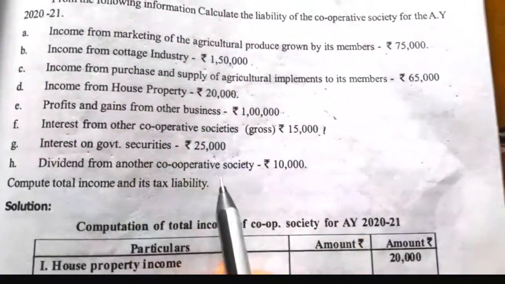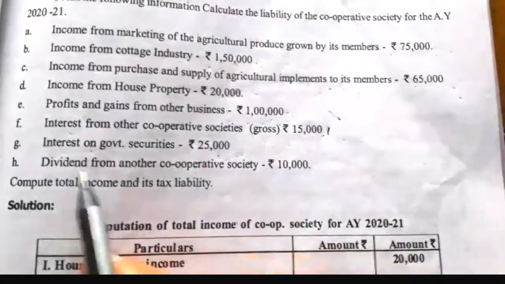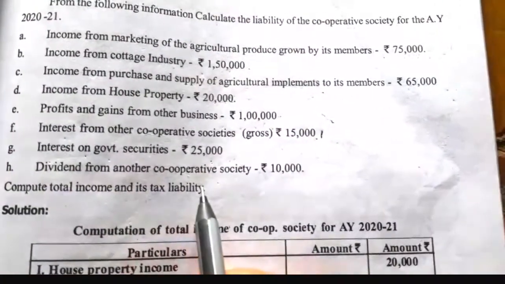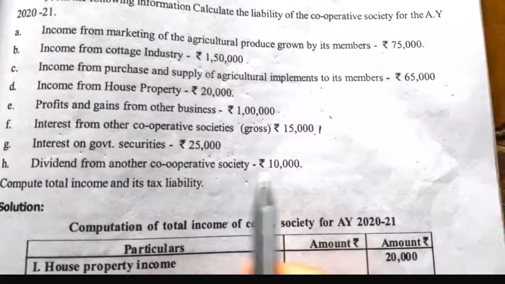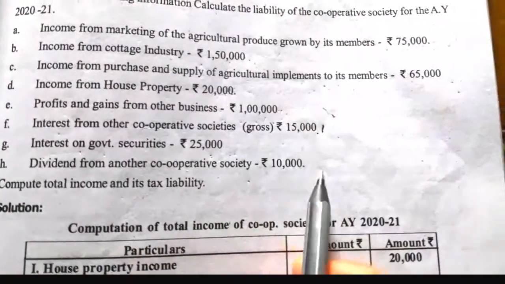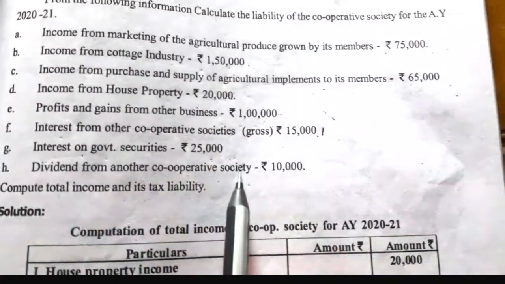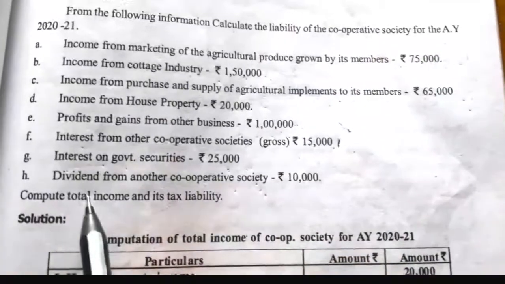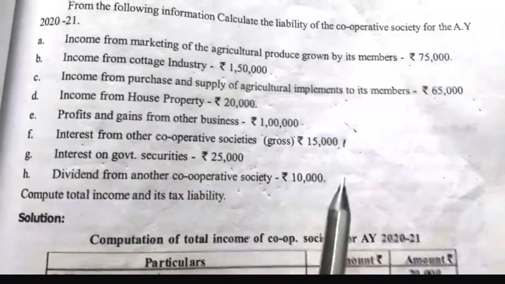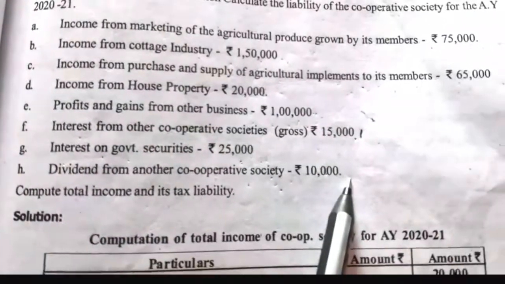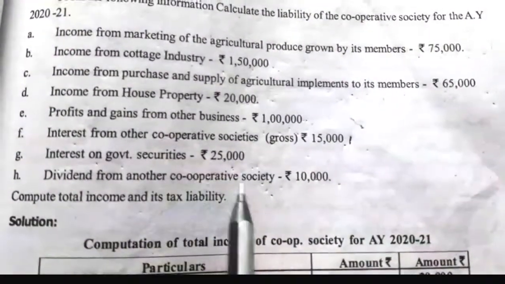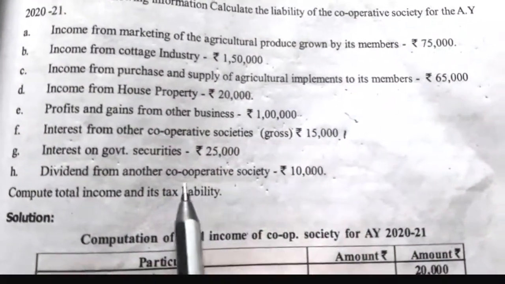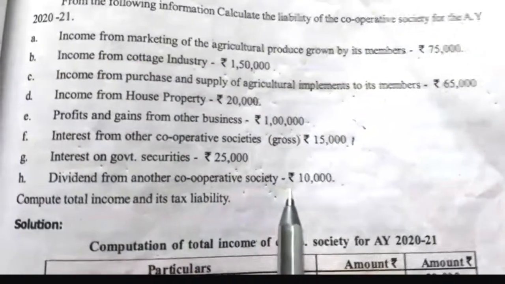Next, dividend from another cooperative society, 10,000. Dividend income is taxable under the head income from other sources, so that 10,000 we have to take as taxable. If it is dividend from an Indian company or shares of an Indian bank, then it is exempted. If the dividend is from a cooperative society, then it is taxable under the head income from other sources, and again we can claim reduction under section 80P because it is a dividend from a cooperative society.